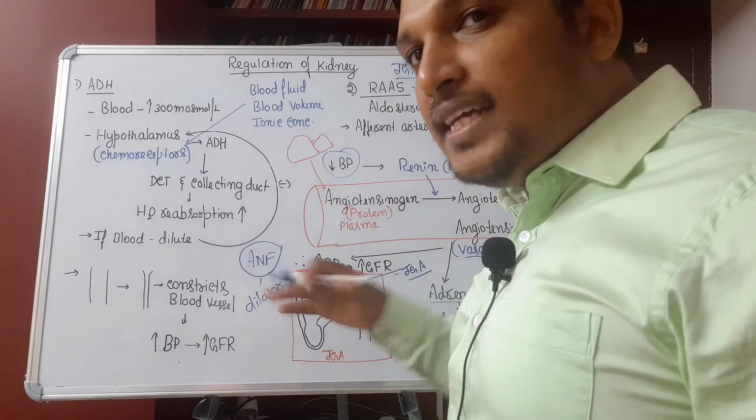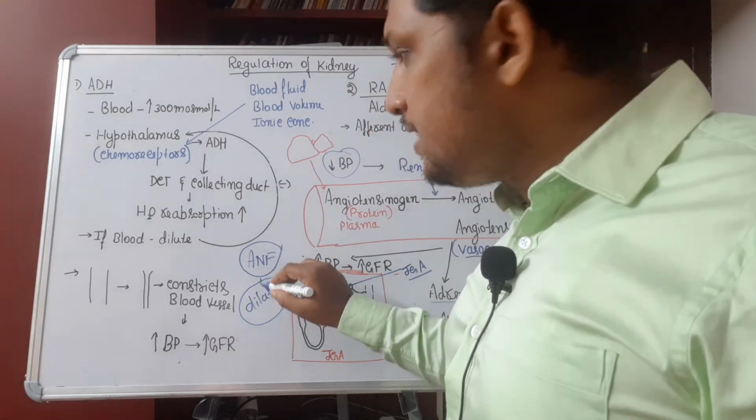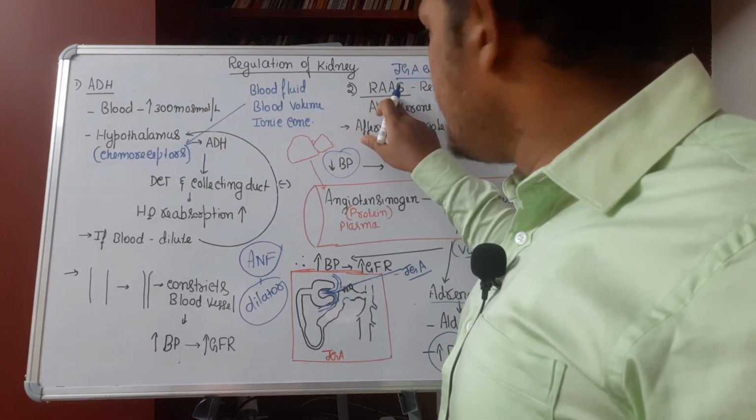These are the three regulations. I did not tell about ANF in detail, but the first two I explained in detail: regulation by ADH and regulation by the RAS pathway.